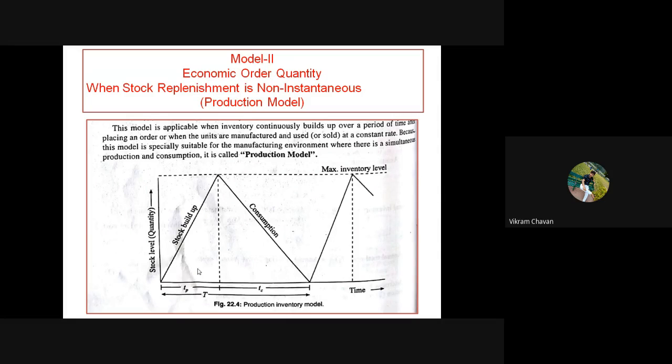It is also called a production model, when stock replenishment is not instantaneous, or non-instantaneous. If consumption is continuous, going on, how does stock reach the maximum level? Yes, that is part of a calculation of how much we are getting from the customer side.